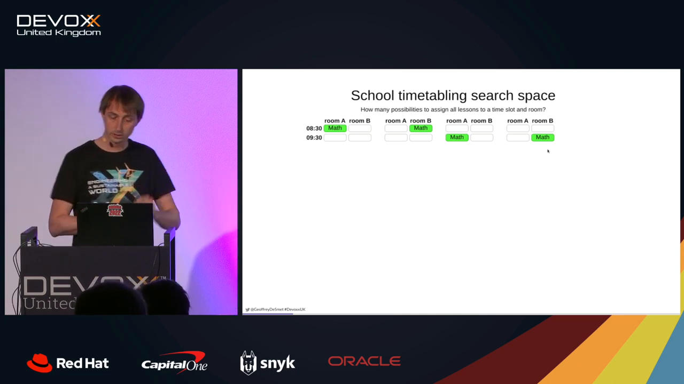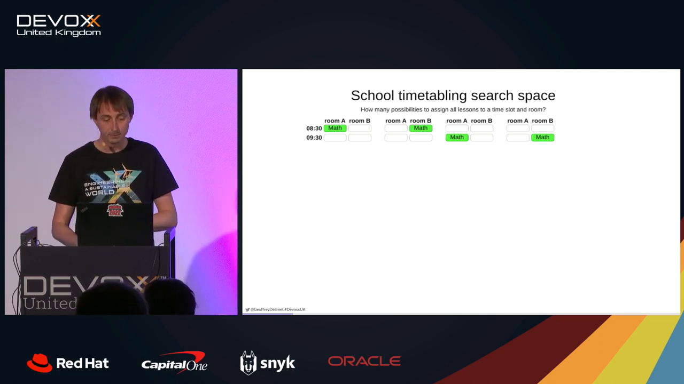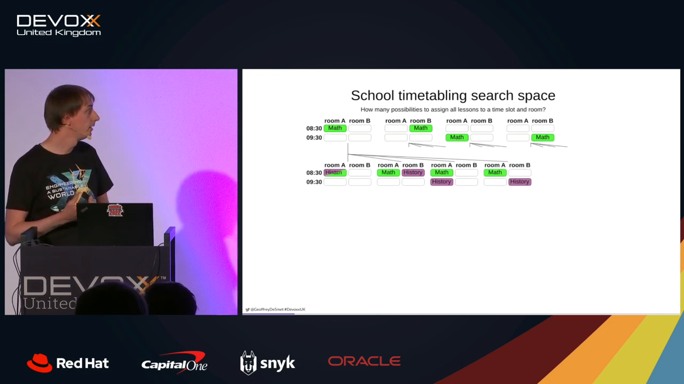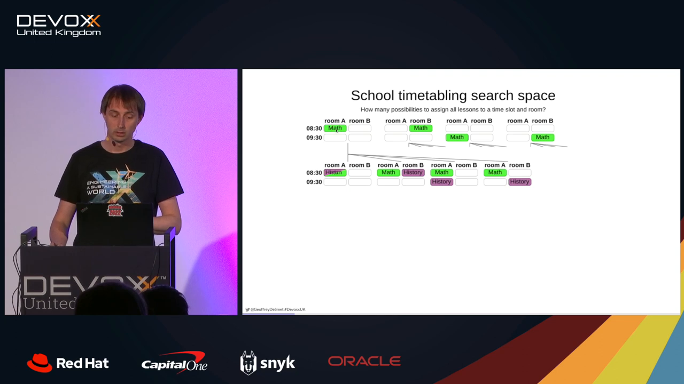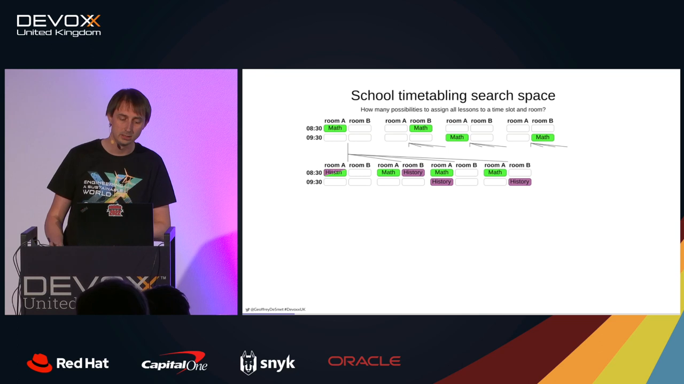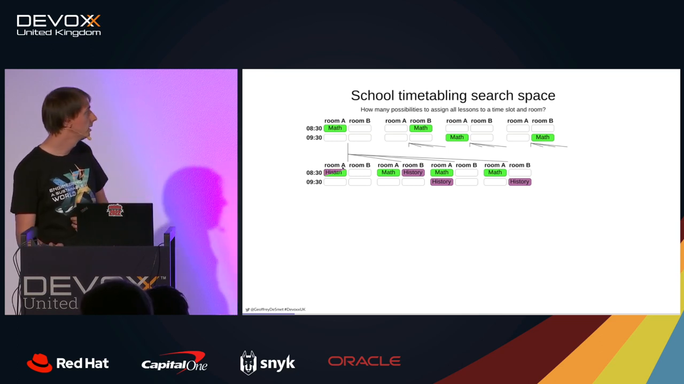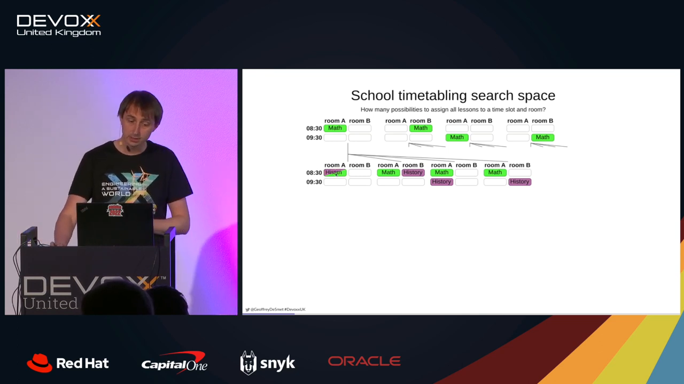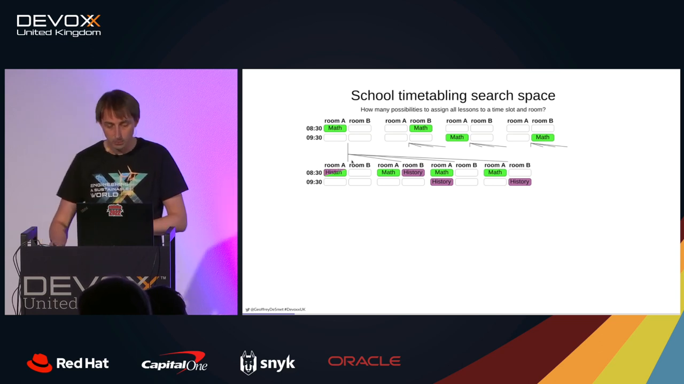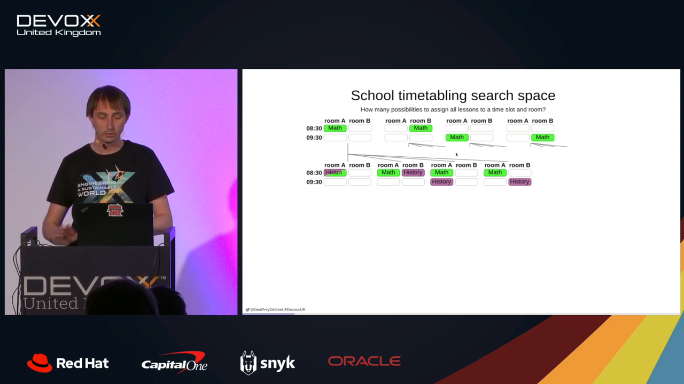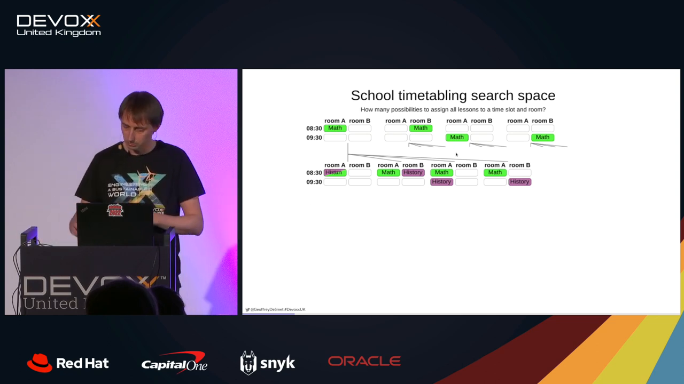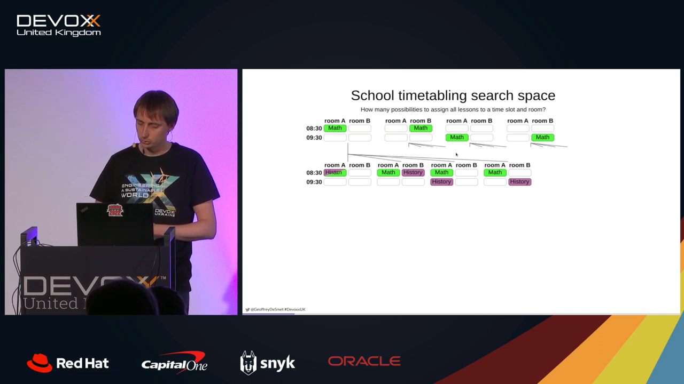Now for each of these four different options, we can then take the next lesson, the history lesson, and decide we're going to schedule that. Let's presume we've scheduled math in room A at 8:30. Again, we could do the same with the history lesson. You could immediately see, of course, this would look like a very bad idea because now we have two lessons in the same room at the same time. But for all of the other options, we also have four branches, right? So now we already have a bunch more combinations, just for scheduling those two lessons into four slots.